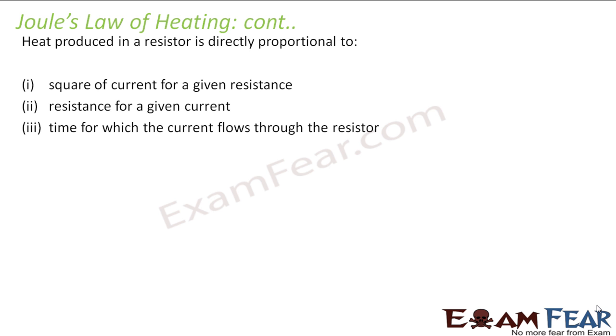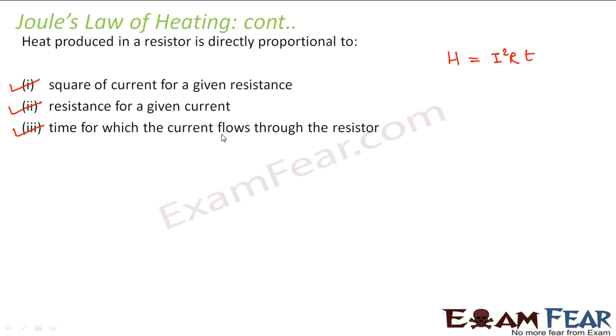So from Joule's law of heating, what did we conclude? We conclude that the heat produced in a resistor is directly proportional to the square of the current, because H is equal to I square RT. So it is directly proportional to square of current. It is proportional to the value of resistance for a given current. It is directly proportional to the time for which the current flows through the resistor.